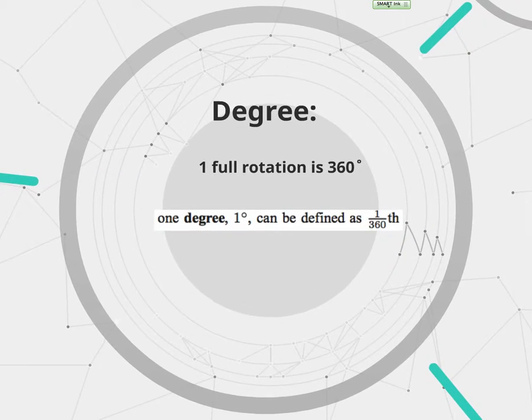So we're going to talk about degrees because that is something you guys should be familiar with. I know you guys worked with degrees when you were in geometry, whenever that was. So keep in mind that a full rotation around a circle is 360 degrees. So 1 degree can be defined as 1/360th of a circle.